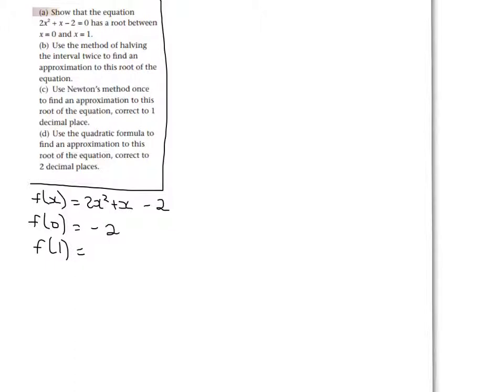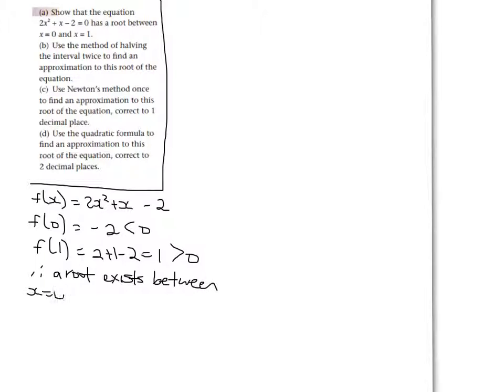So f of 0 is minus 2, and f of 1 is 2 plus 1 minus 2, which is 1. So that's less than 0, and that's positive. Therefore a root exists between x equals 0 and 1.